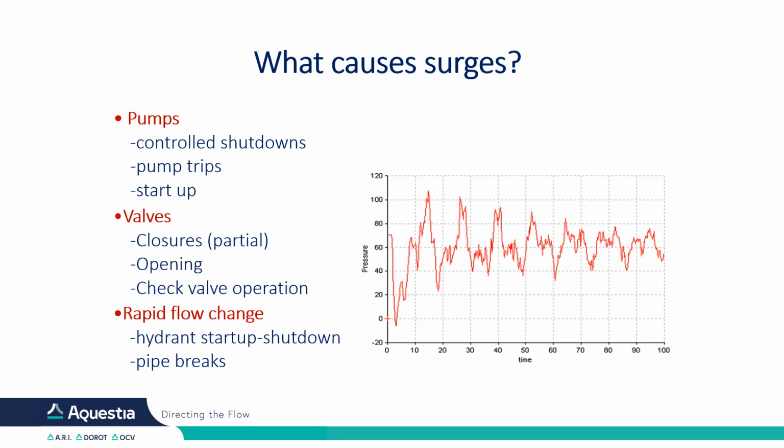Valve closure, valve opening, check valve operation. The check valve itself can cause surges, pressure transient in the system. Rapid flow change, hydrant startup, shutdown, and pipe breaks.